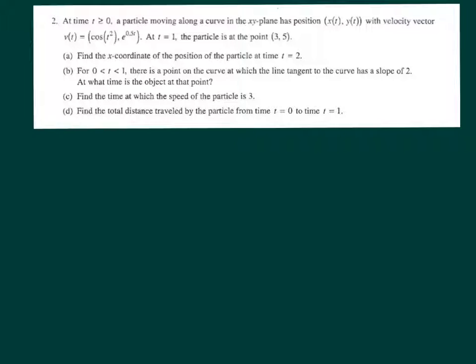For part B, there's a point on the curve at which the line tangent to the curve has a slope of 2. At what point is the object? At what time is the object at that point? Okay, so what you have to do on that one, remember for part B, that dy/dx is equal to dy/dt over dx/dt. Okay, so you want to kind of keep that in mind, and we know in this case that is going to equal 2, and then it's a matter of solving that.